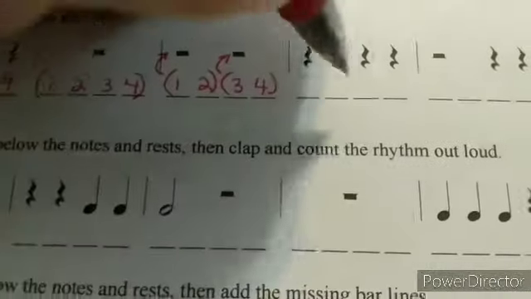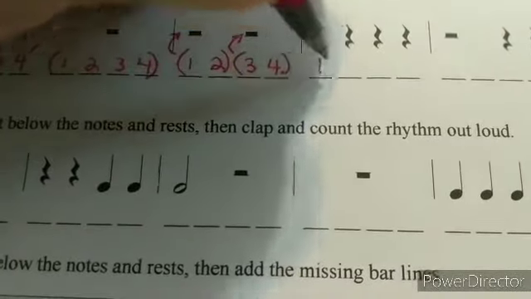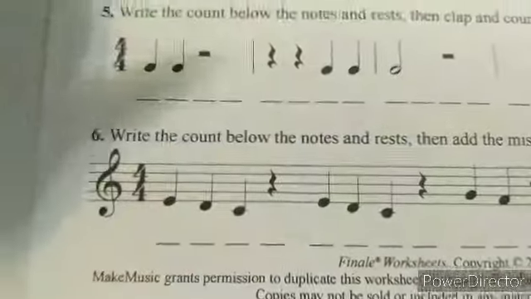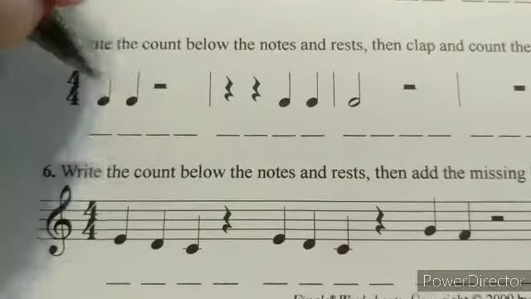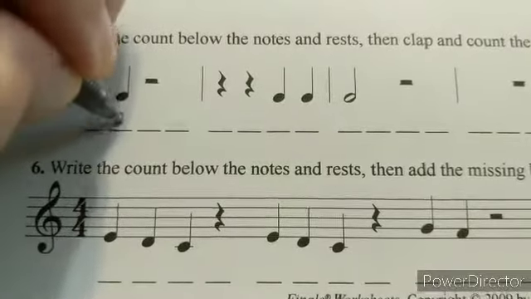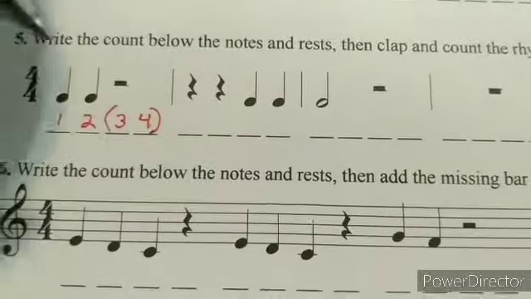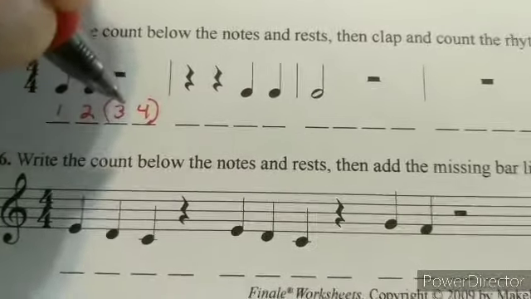Okay, and we have 4 quarter rests here: 1, 2, 3, 4, etc. Now remember, in this measure, these 2 beats will be in parentheses. These 2 will not. Now here, we're going to do the same thing. Don't worry about clapping and counting the rhythm out loud. But we've got notes mixed with rests. The notes, 1, 2. The rest, 3, 4. And since that's a half rest, those 2 beats go in parentheses.